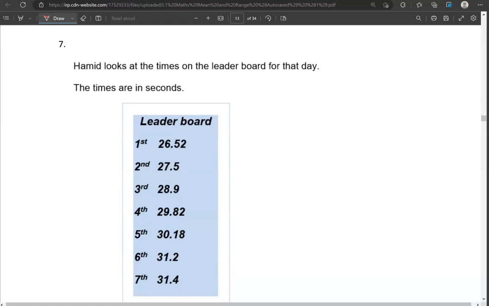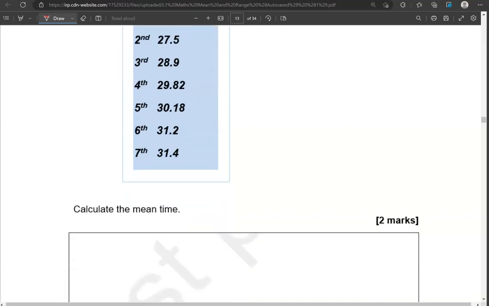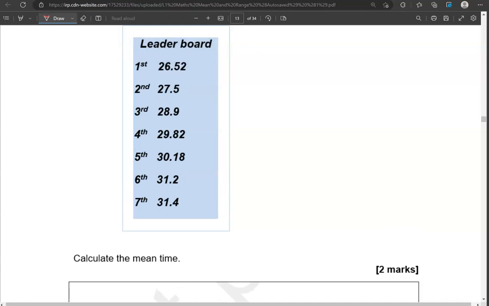Hameen looks at the times on the leaderboard for that day. The times are in seconds. Calculate the mean time. So to work out the mean, we'll add all of the numbers and divide by how many there are.